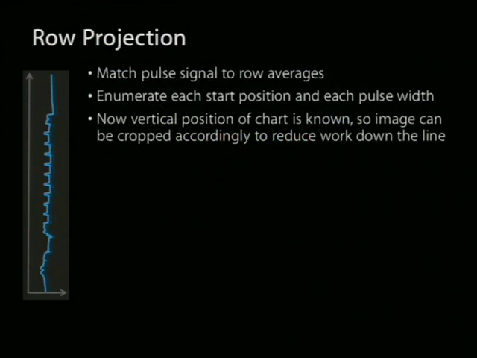So what we're going to do now is match a pulse signal. We know we have to look for 10 pulses to this. It's essentially kind of an autocorrelation that we're doing here, and we try out every start position and every pulse width. But because it's a 1D image, it's actually really fast to do this. The best fit of those 10 pulses to this signal will tell us where the chart is in the vertical dimension. So we know where it starts and how tall it is.